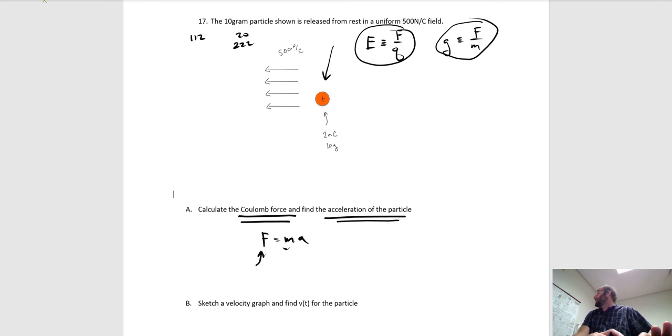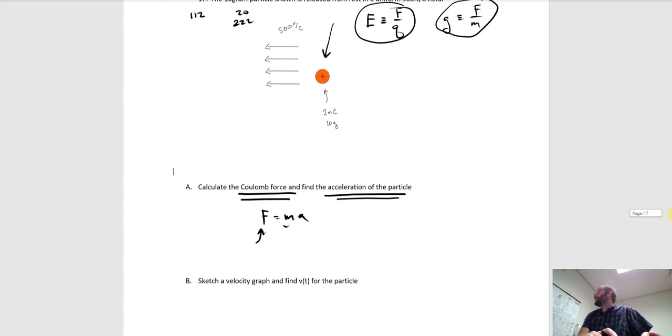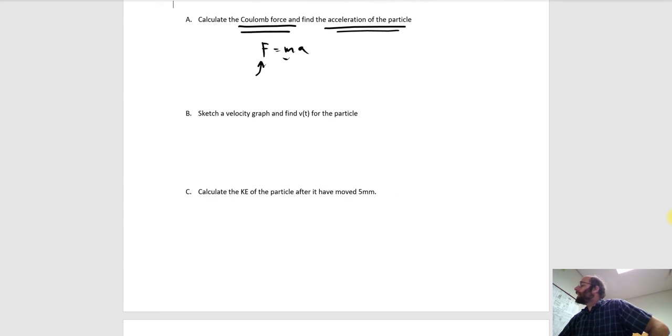Okay, part B, where it says to sketch a velocity graph. So this particle started from rest. This is now a physics 1 type of question. So a velocity graph might look something like this. Velocity against time. Assume it starts from rest. Put a point on the graph. And then sometime later, it's going to have some velocity we don't know. Put a point on the graph for it though. And that distance is your v of t.